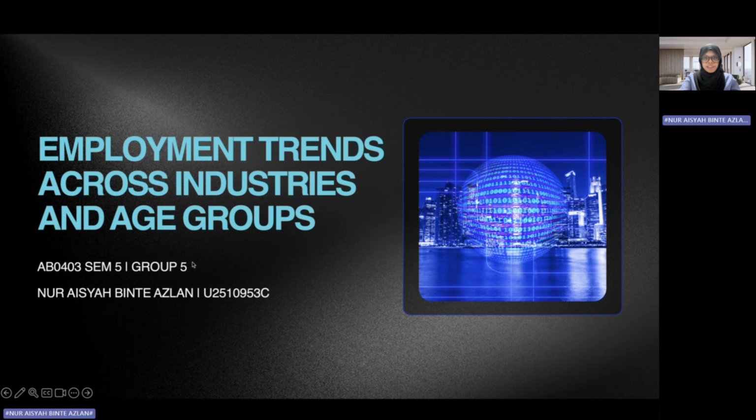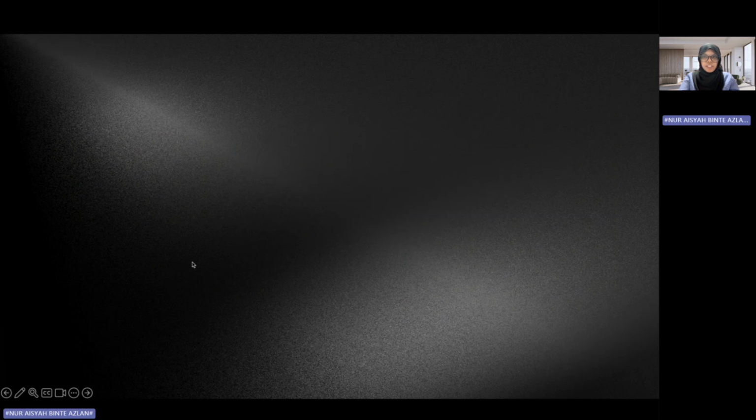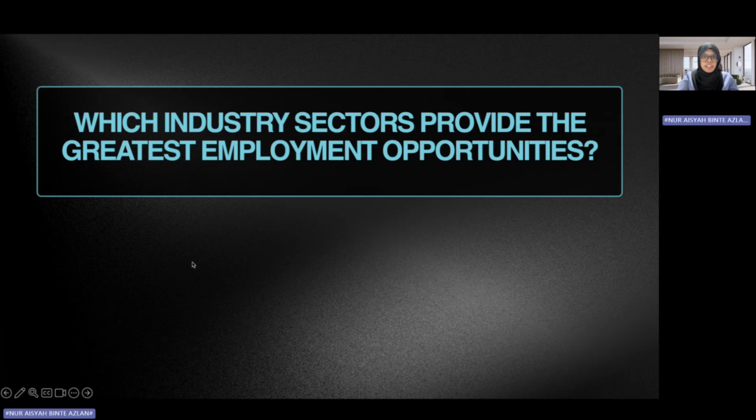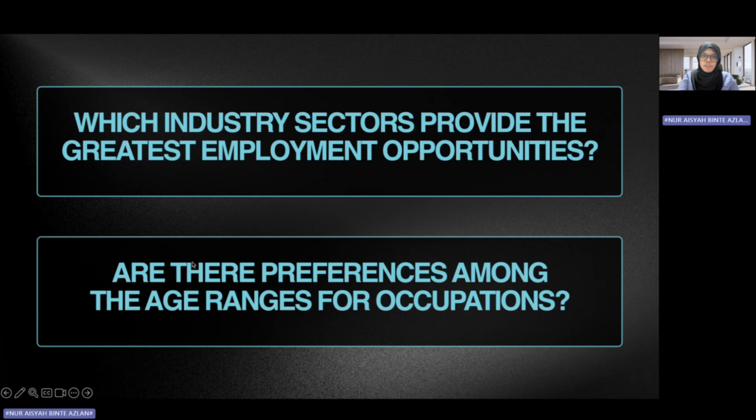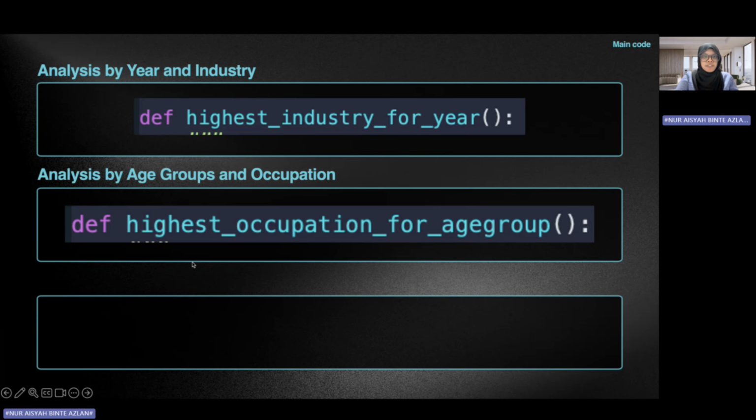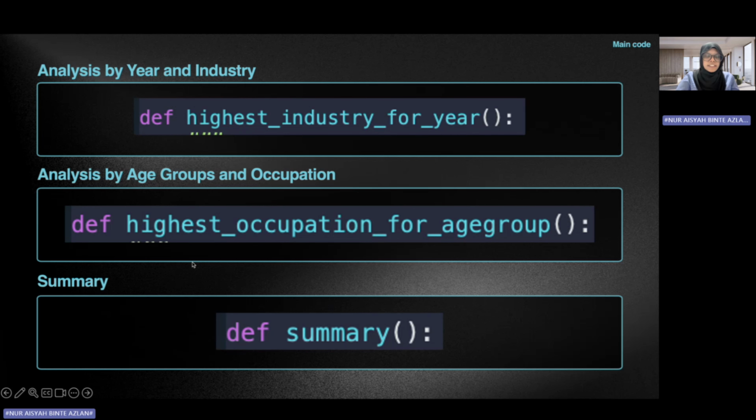Today the topic that I will be discussing is the employment trends across industries and age groups. There will be two questions that I'll be answering. Firstly, which industry sectors provide the greatest employment opportunities, and secondly, if there's any preferences among age ranges for occupations. So I made three different functions: highest industry for year, highest occupation for age group, and lastly, summary function.